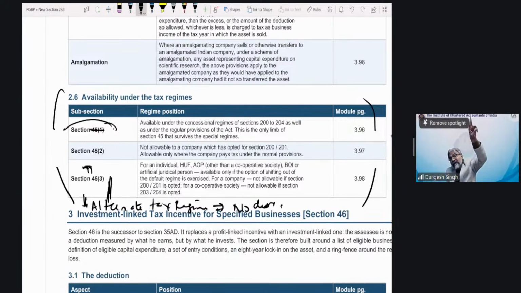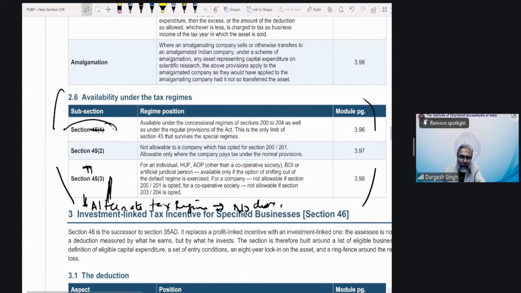But what about 45(1)? If I'm doing scientific research for my business in which I'm incurring revenue and capital expenditure, whether I'm in the alternate tax regime or the normal tax regime, will the deduction of 45 subsection 1 be available to me? Answer is yes, it will be available to me.